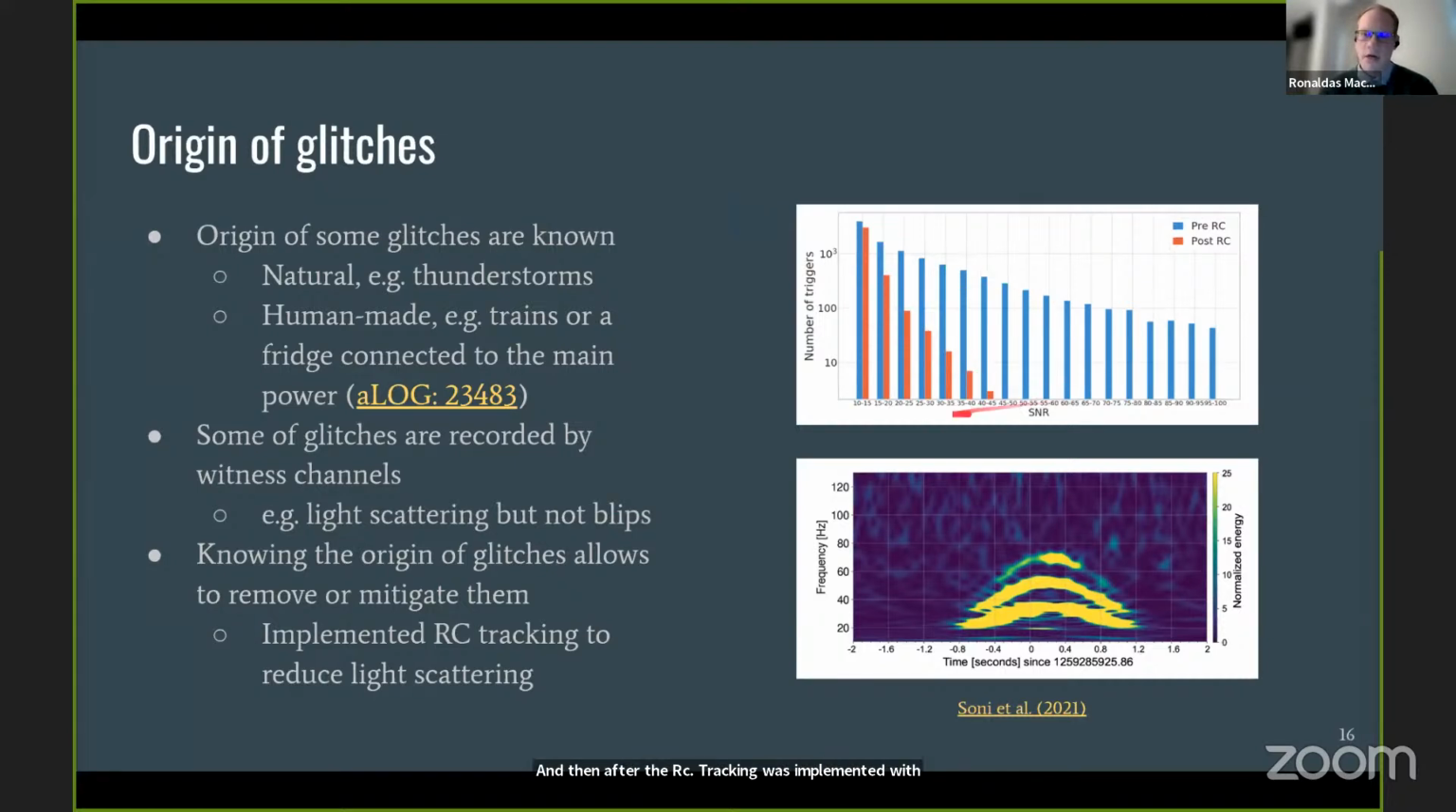This is SNR on the x-axis and number of triggers on the y-axis. You can see that after implementing RC tracking, we were able to reduce the SNR of glitches and also reduce the number of triggers. So that was helping quite a lot.